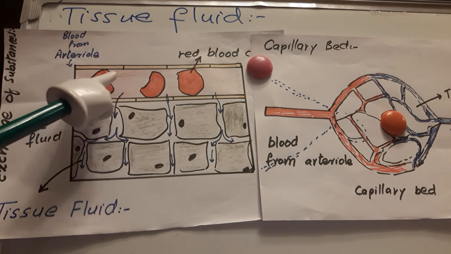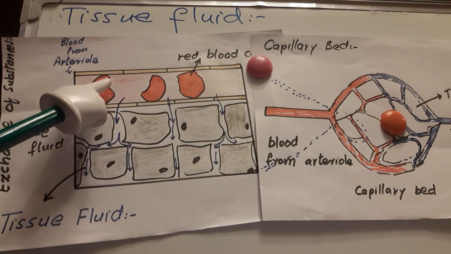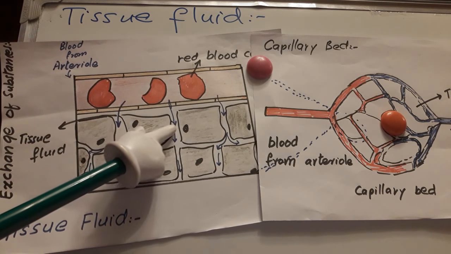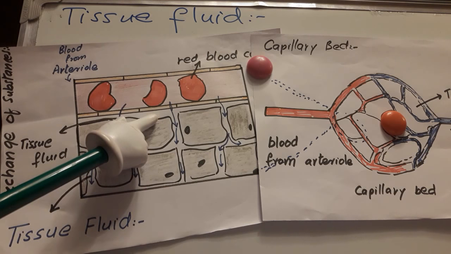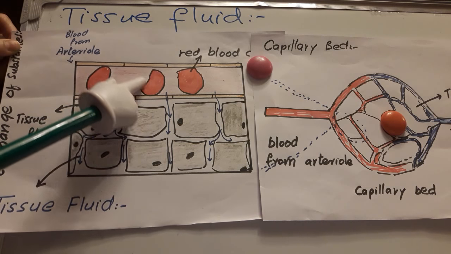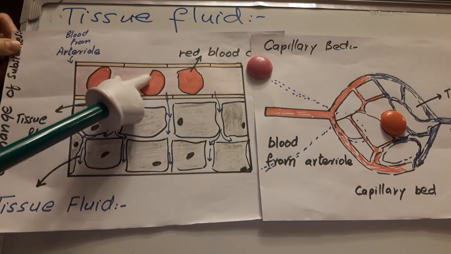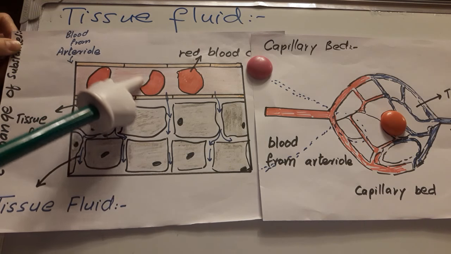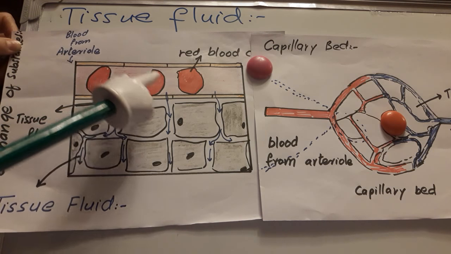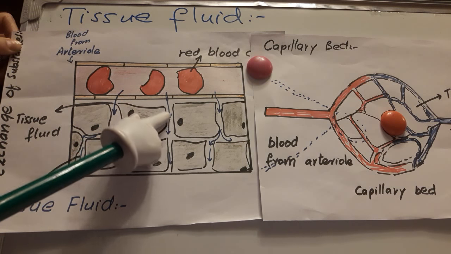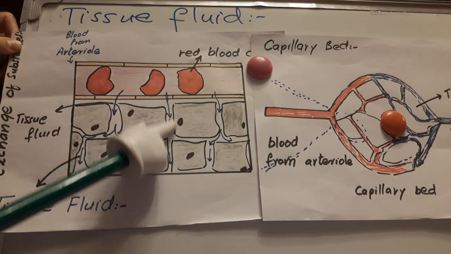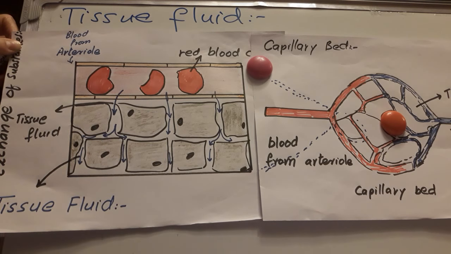Unlike blood, which contains blood cells and some big proteins, the tissue fluid doesn't have blood cells or larger proteins, because these are too large to be pushed out through the capillary walls. This fluid comes here only because of pressure filtration, because the pressure in the capillary is high as compared to the pressure in the tissue fluid. Because of the difference of pressure, this fluid comes into the spaces between the cells.